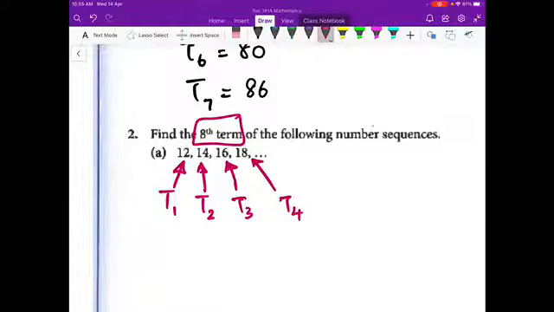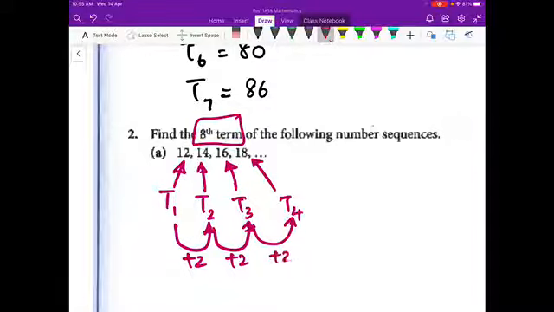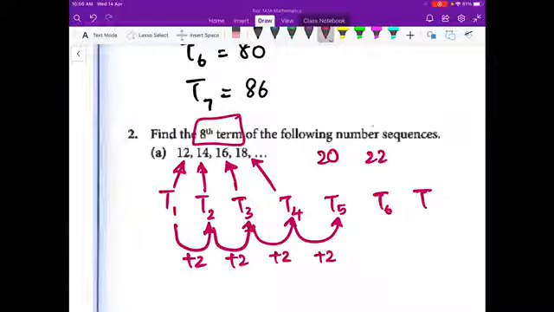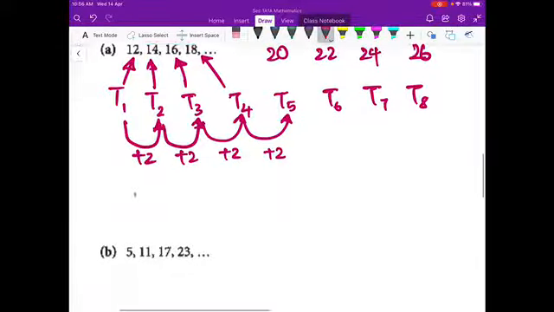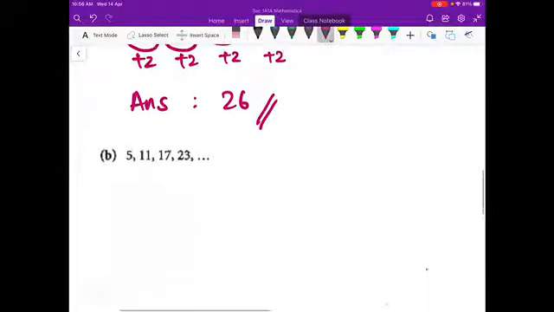8th term. Okay, before we find out what is term number 5, 6, 7, 8, can you tell me what is the relationship between term 1 and term 2? Plus 2. Okay, good. What about from term 2 to term 3? Plus 2 again. How about the next one? Plus 2. Can you tell me what term 5 is, Marilyn? Okay, what would it be? 20. What about term number 6? How about term number 7? What about term number 8? So, our answer, 26. Simple? Okay, now you try the next one by yourself.